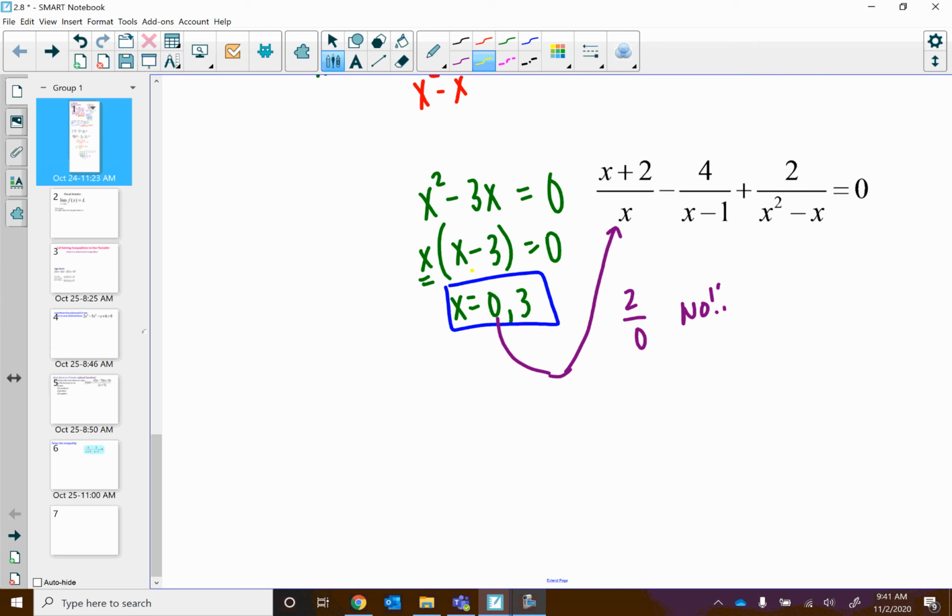It's a solution that came because of the way we solved and isn't actually a solution. So extraneous and wouldn't actually make it true. If we plug in 3, we're going to be fine, and I'm not going to work through that one, but 3 would make them all true.